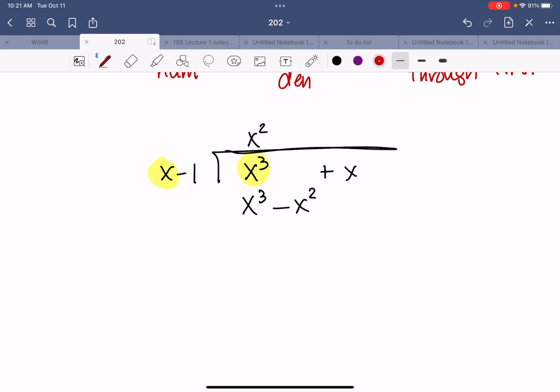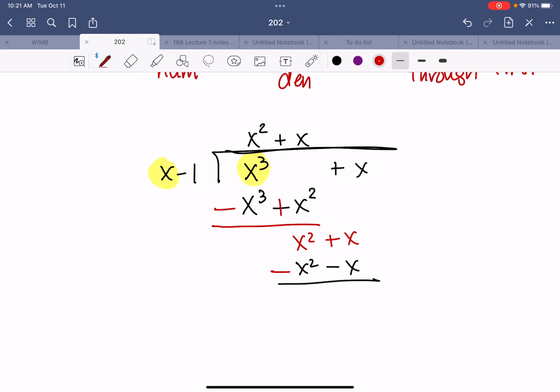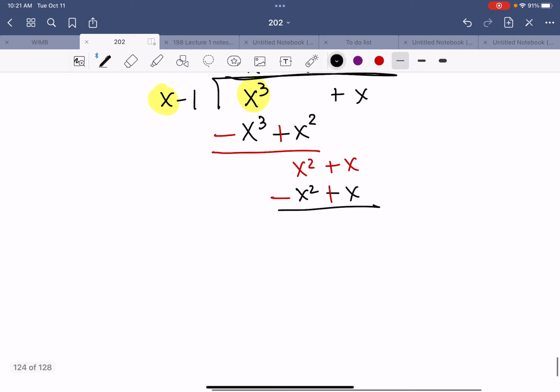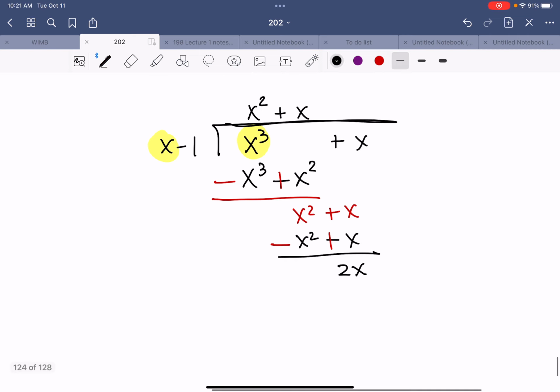Then we subtract. Notice I left the space for the squared term, even though all I had next was the x, right? I didn't want to make that too close to my x cubed because I want to leave space for this. Subtract it, and that gives you x squared plus x. And now you say, okay, what do I multiply x by to get the x squared? And that's a positive x. So when you multiply that through, that becomes x squared minus x. Subtract it, and you end up with 2x. So what do I multiply x by to get 2x? That's plus 2. So 2 times x is 2x minus 2. And when you subtract it, you get 2.